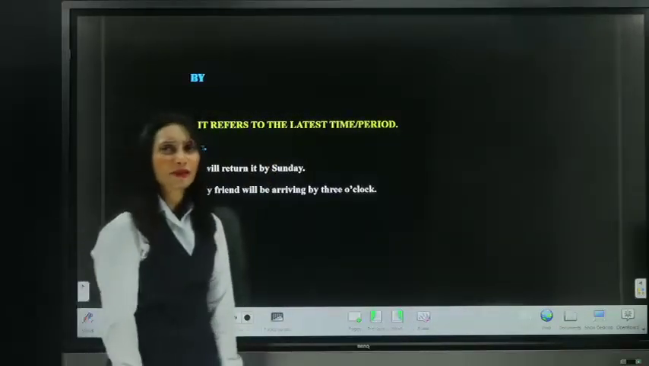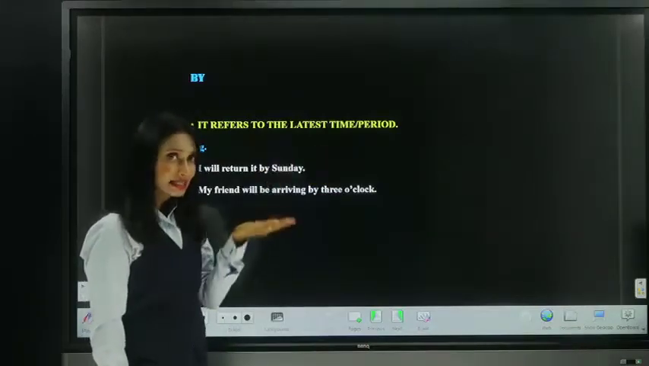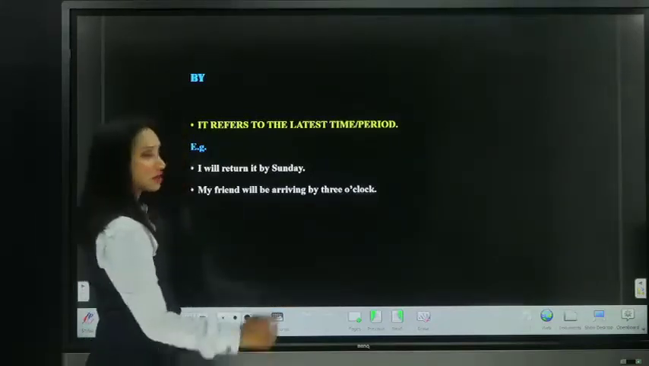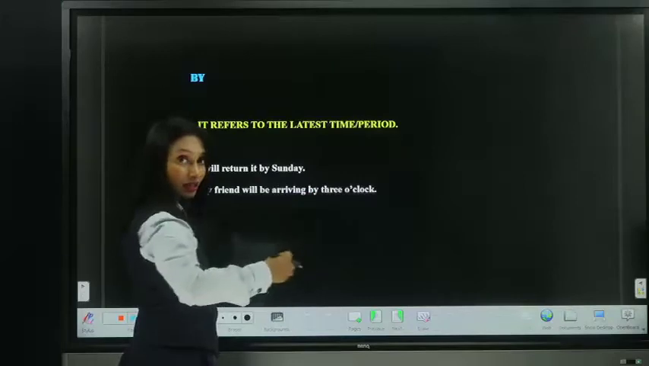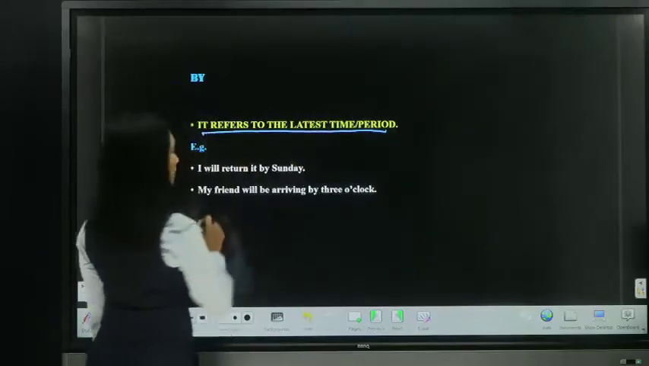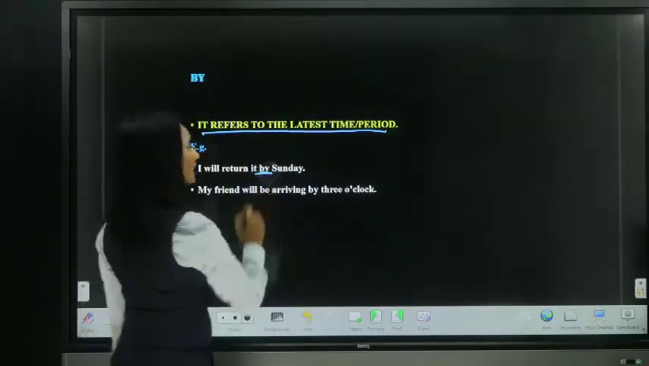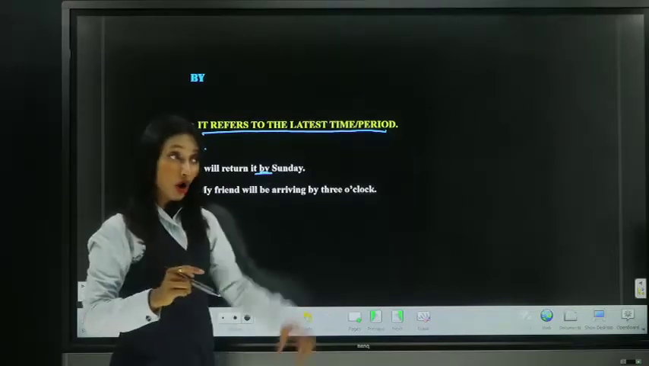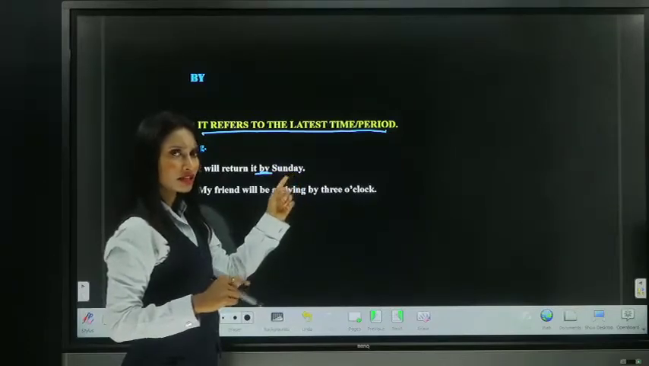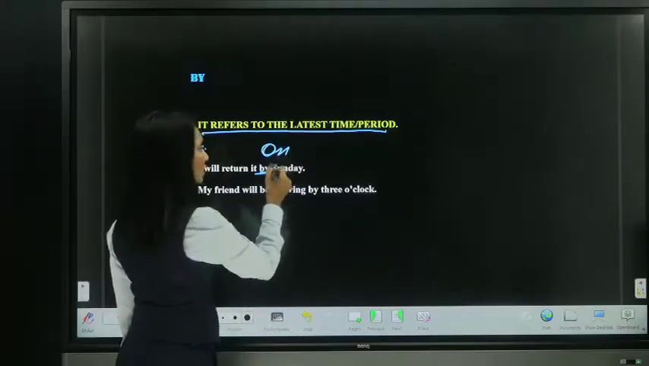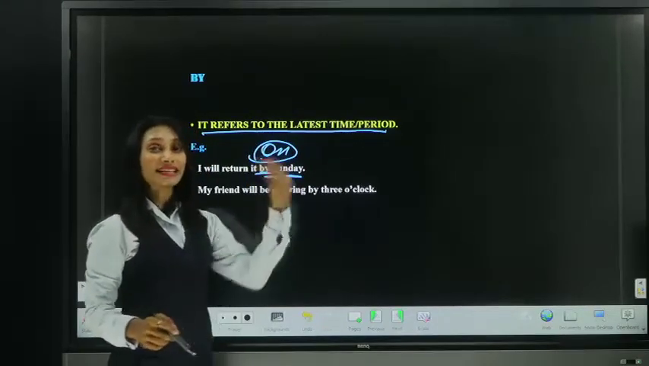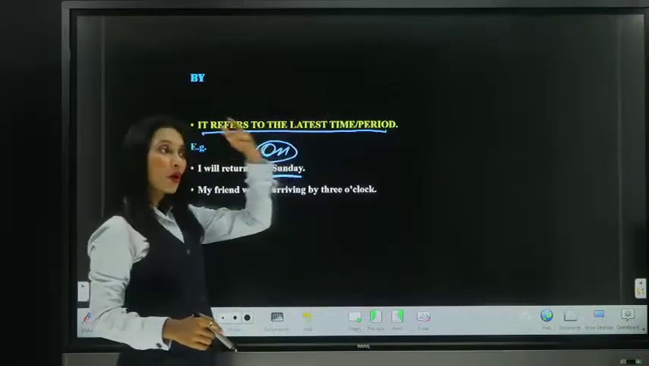When do we use by? By is used to indicate latest time or period of the action. The latest time or period of the action. So up to, before the action, the period, what we have mentioned. So it refers to the latest time or period. For example, I will return it by Sunday. Doesn't mean on that day. So before the names of days we discussed, we have to use on. But why do we use by here? Because we are not talking about on that particular day. By Sunday, that means before Sunday, the latest time or period.